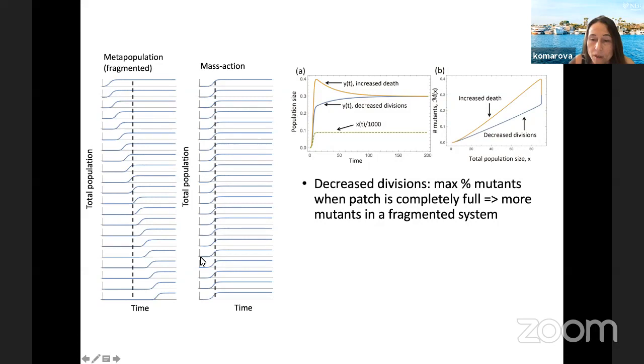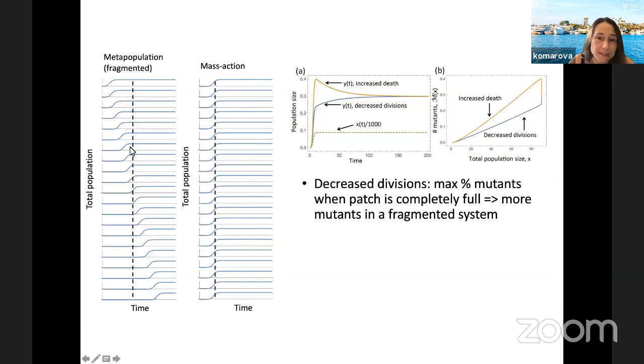So go back here. If the mutants are characterized by decreased divisions, then the maximum percentage is achieved when the islands are full. So we're better off here. We reach a larger percentage if more patches are full, the better. So we have more mutants in a fragmented system.